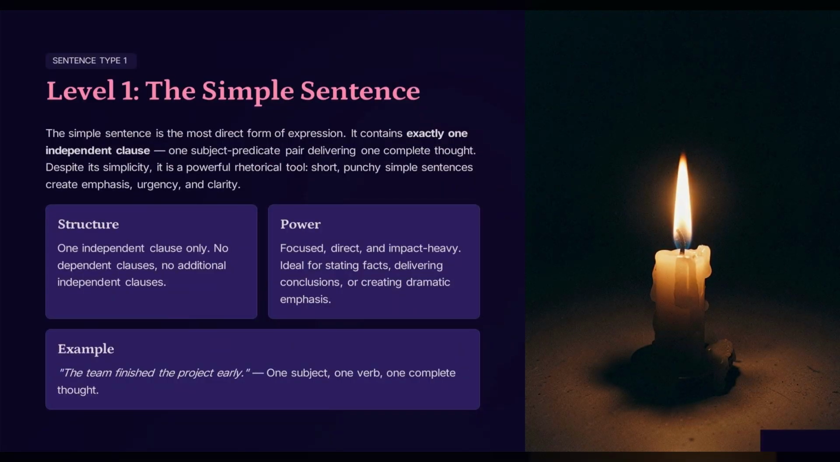Level 1: the simple sentence. The simple sentence is the most direct form of expression. It contains exactly one independent clause, one subject-predicate pair delivering one complete thought. Despite its simplicity, it is a powerful rhetorical tool. Short, punchy, simple sentences create emphasis, urgency, and clarity.